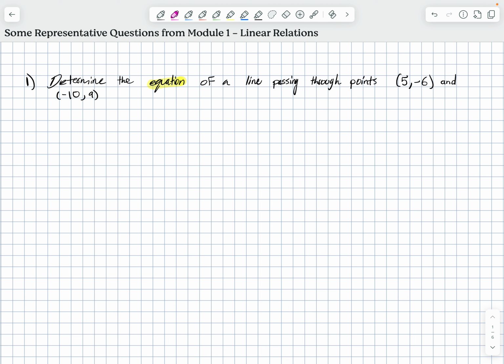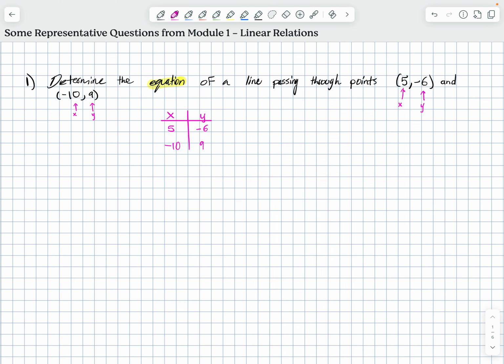So here the question is saying determine the equation of a line passing through the points. We have one point there, and then we have another point right here. When you get a question like this, it's a very good idea just to draw a little chart, like a t-table, x and y. This is your first point, the x and the y. So you can just put them here, 5, -6. And the second point is the second x and second y, the new point. So you can put -10 and 9.